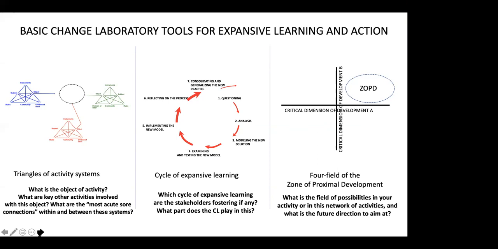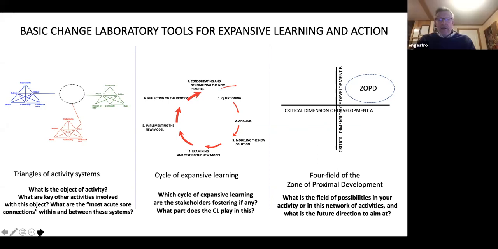Then the cycle of expansive learning answers questions: which cycle of expansive learning are the stakeholders fostering, if any? Where are we now in this cycle? What part does this change laboratory play in this? And finally, the third instrument, which I have really only very briefly mentioned, is the notion of zone of proximal development, a collective zone of proximal development.